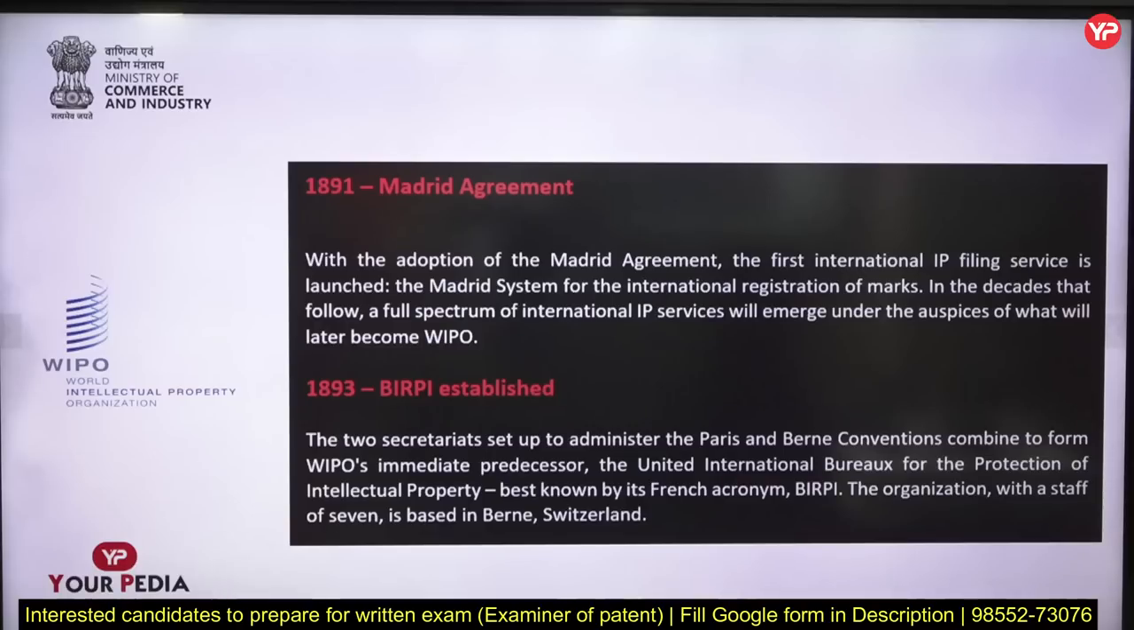Then the Madrid Agreement took place, and there were certain things which happened, like the Madrid first international IP filing service was launched, the Madrid system for international registration of marks. So you can read a little bit about it, but I don't think it's very important.